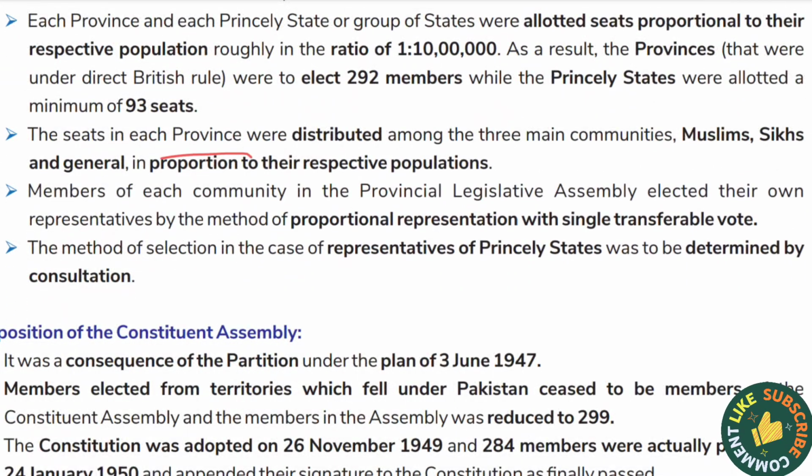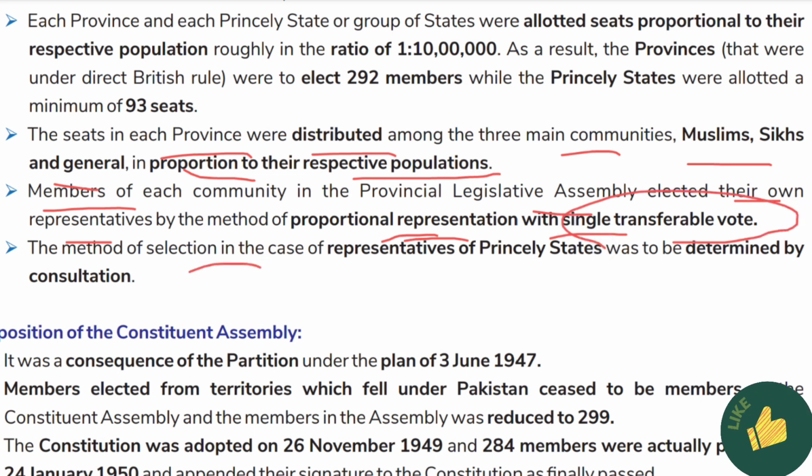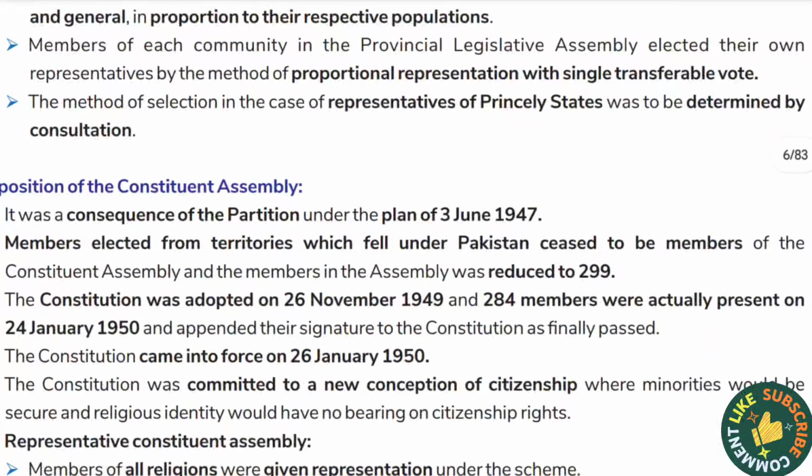The seats in each province were distributed among three main communities, that is Muslim, Sikhs, and General, in proportion to their respective population. Members of each community in the provincial legislative assembly elected their own representatives by a method of proportional representation with a single transferable vote. The method of selection in the case of representatives of princely states was to be determined by consultation.